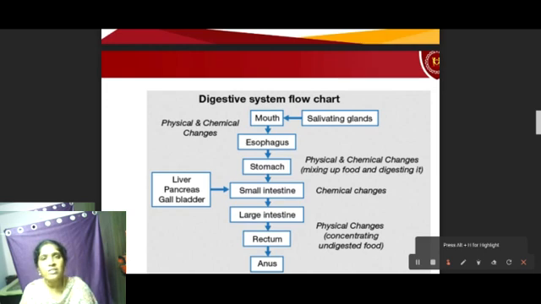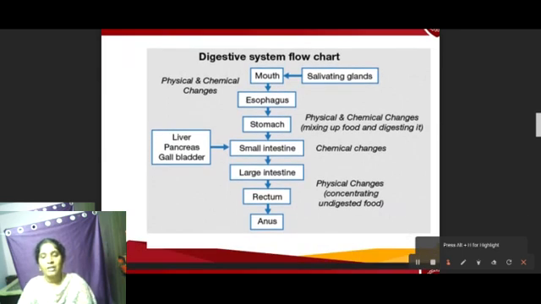Now in the esophagus there is no digestion taking place, it is only movement of the food material from the mouth into the stomach through the esophagus. How is the food passing through the esophagus? It is due to peristaltic movement. Peristaltic movement is nothing but wave-like movement. It is a wave-like movement with which the food passes from the mouth through the food pipe, otherwise called the esophagus, and enters into our stomach.